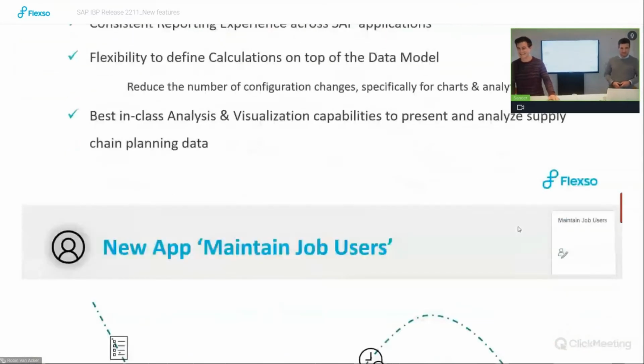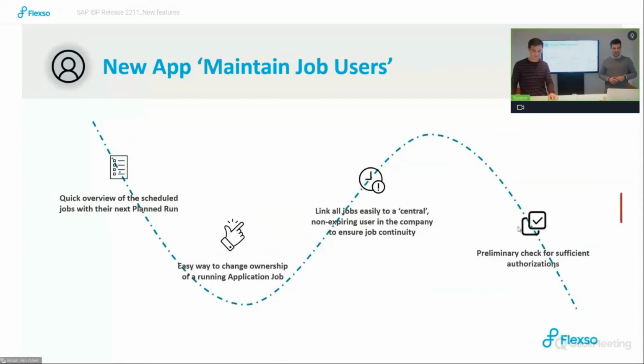I will take over. So next on the board, we have a new app by SAP. We have the Maintain Job Users app. First of all, this app can give you a very nice, quick, easy overview of all your scheduled jobs within your system, also indicating when they are next scheduled. So the next planning run time will also be indicated, date and time.